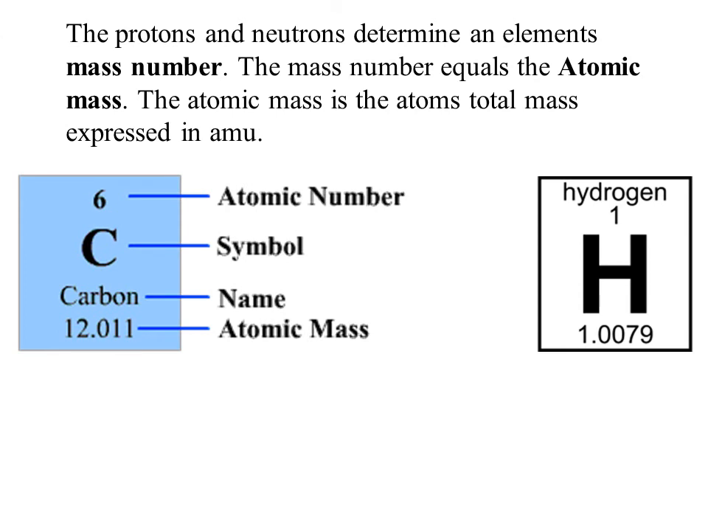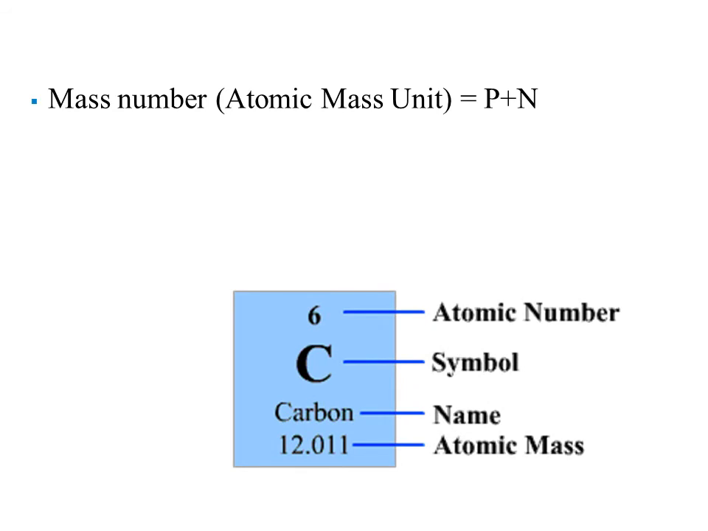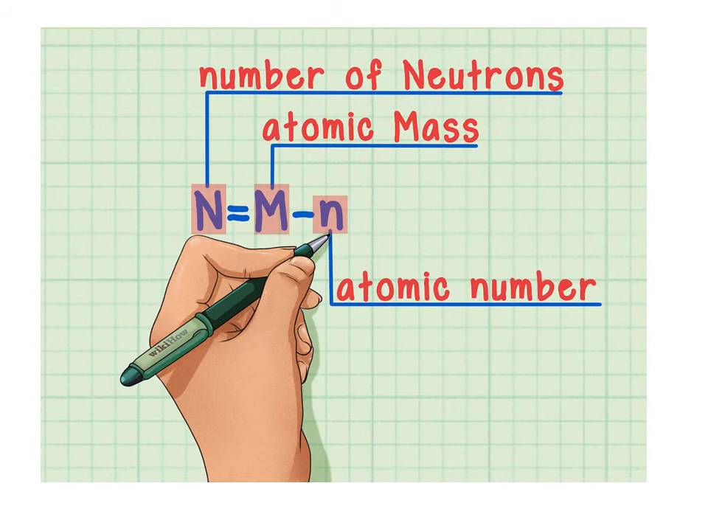The protons and neutrons determine an element's mass number. The mass number equals the atomic mass. That is the bottom number. The atomic mass is the atom's total mass expressed in AMU. So again, when drawing the planetary model, if you have your atomic mass, or the mass number, it equals protons plus neutrons. You already know what the proton is, so it's easy to calculate this. For those of you that still need help, use this formula to figure it out.